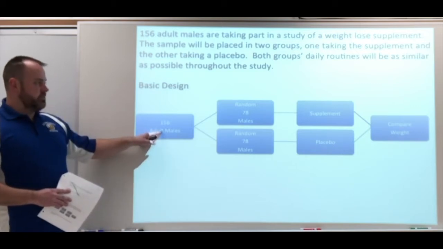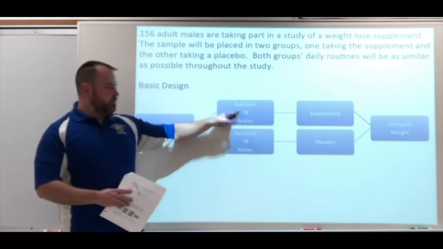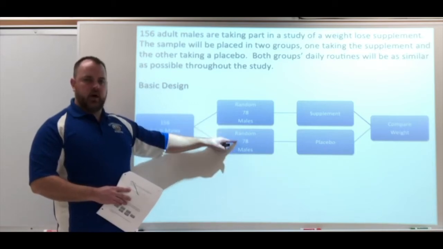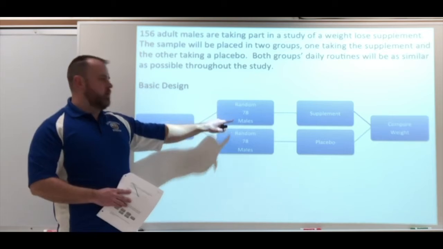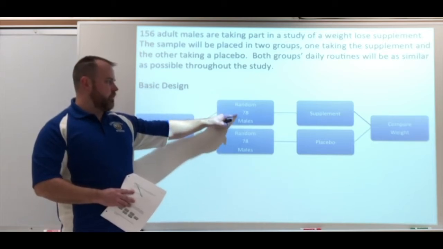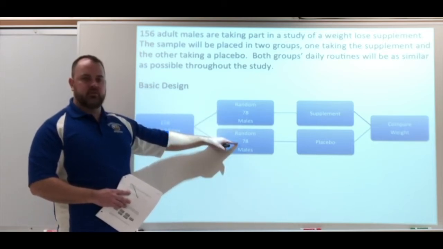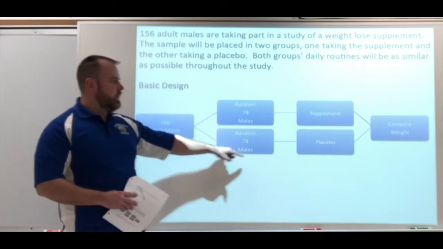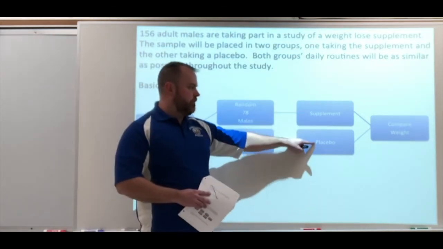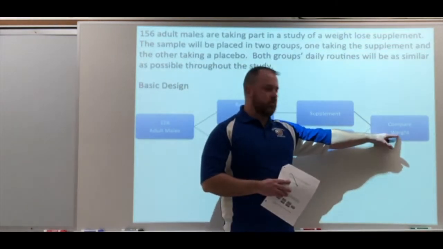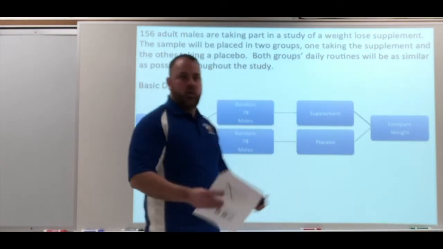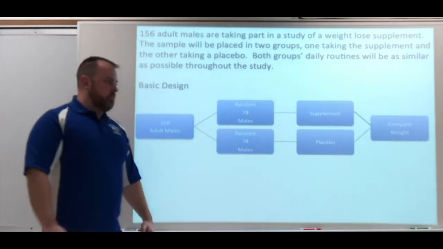We have our 156 males. The key part here is the random assignment part, and I have the term random, showing that those 78 males were randomly selected from our sample, okay? And then we have our treatment, the supplement, the placebo, and at the end we're comparing the response. We're comparing their weights. It's a weight loss program, so we're comparing their weights.